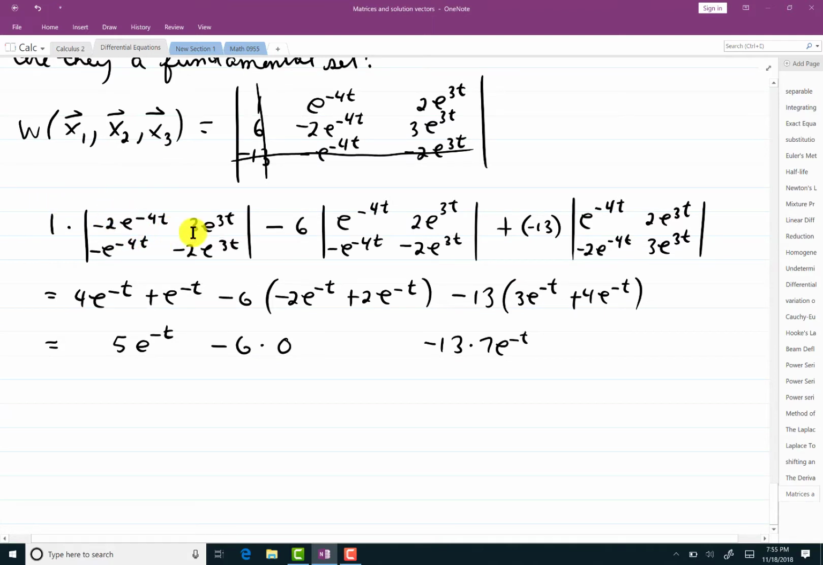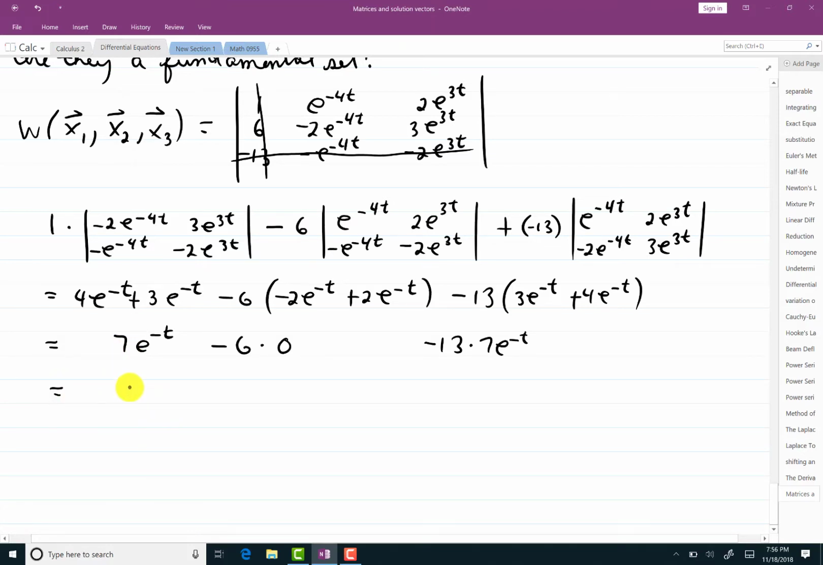I think I made a mistake right here. Going down, that's a 4. Going back up, I missed this 3 here. There's a 3 right there. That changes this. Let me fix it up a little bit in here. This here is plus 3e to the negative t. That means this 5 is not a 5, but it's actually a 7.